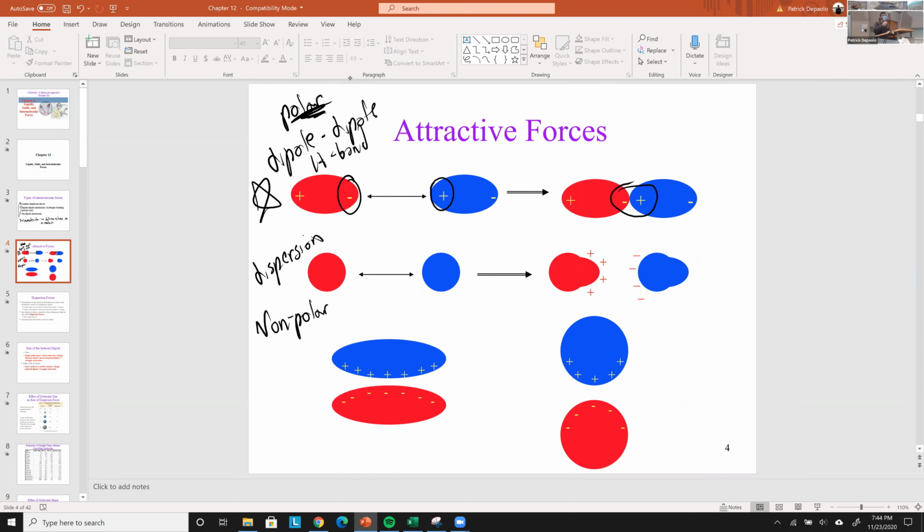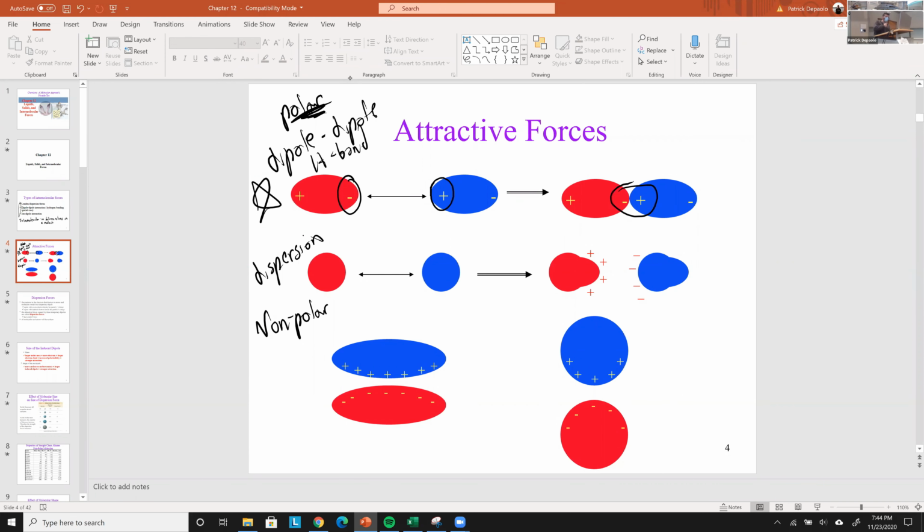Oh, how can this happen? How is there any kind of electrostatic interaction? All these interactions are electrostatic. How can this happen if both of them are non-polar and not charged? The answer is the idea of the induced dipole.